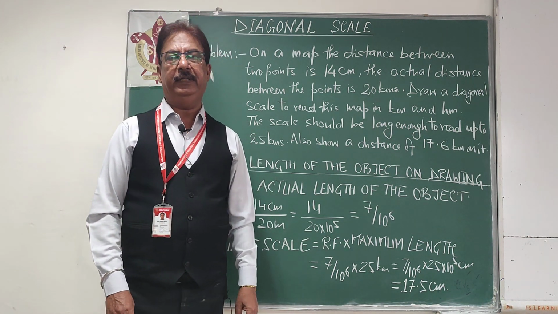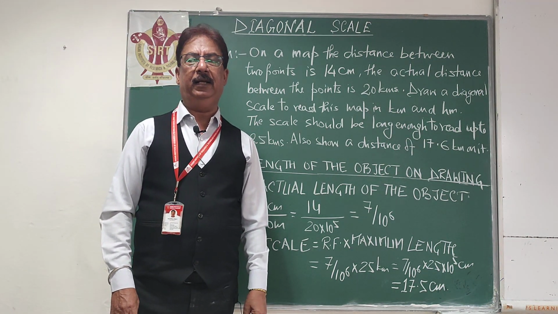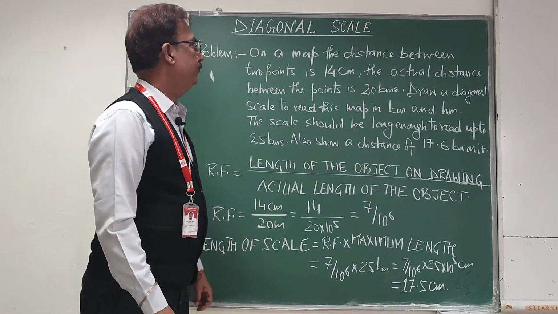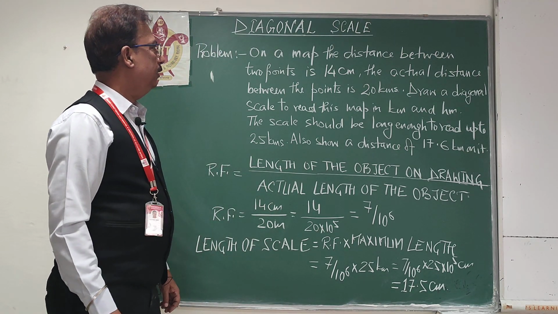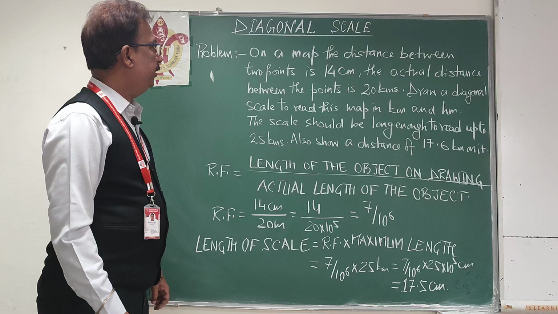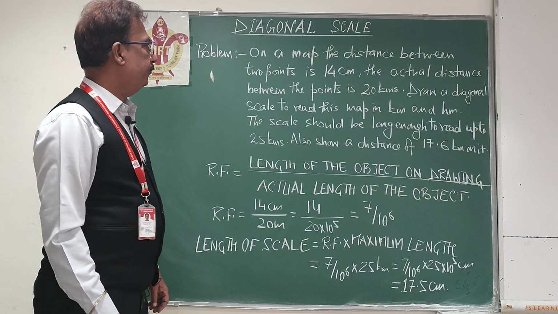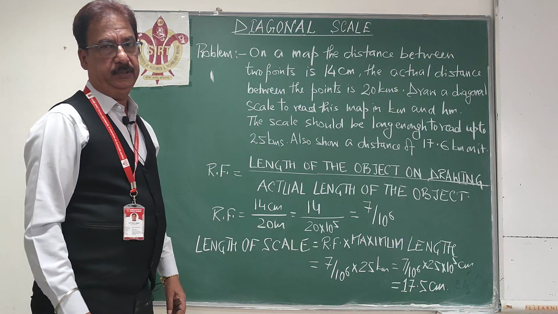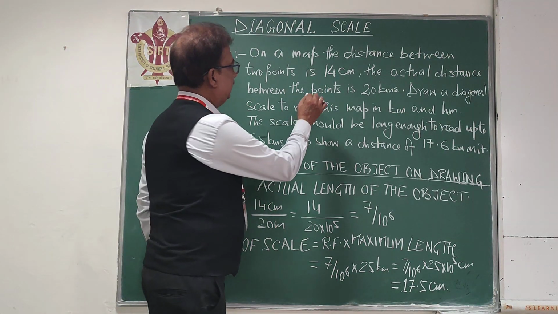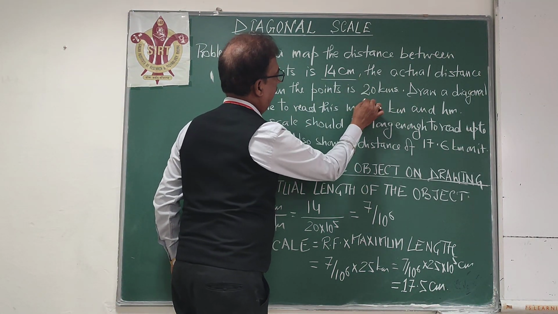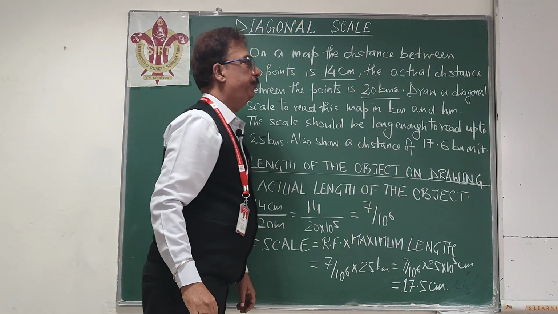Here I am again with another problem on diagonal scale, and this time the problem will be like this. If you read the problem, on a map the distance between two points is 14 centimeter. The actual distance between the points is 20 kilometers. Okay, 14 centimeter will be the drawing length and actual length will be 20 kilometers.